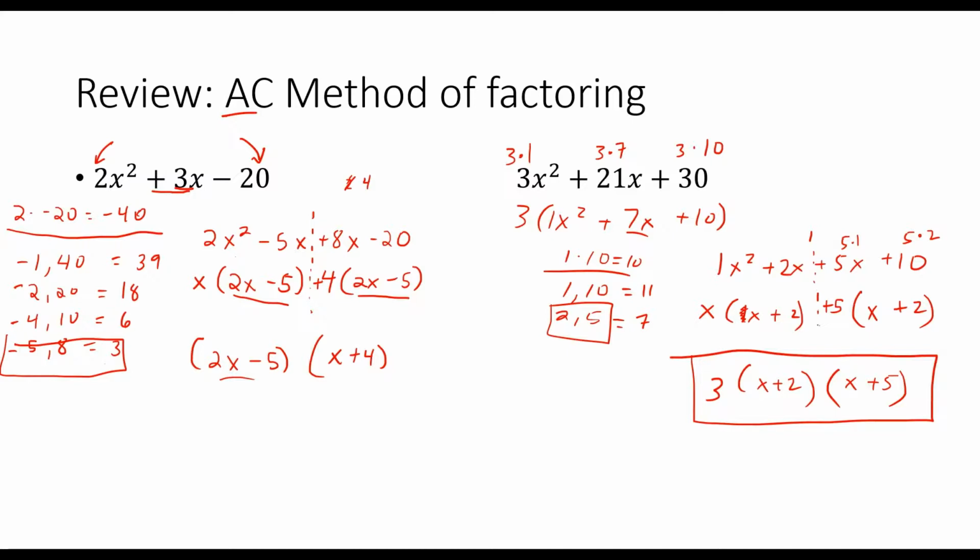If you decided to use the AC method right from the beginning, by multiplying 3 times 30 and taking all the factors of 90, you would get to the same result. It would just take you a little bit longer. That's fine. On an SAT test, you might want to work faster, but at the same time, if you don't feel comfortable going a little bit fast, then doing the correct thing is probably better in that case. Alright, so yeah, that's the AC method of factoring.